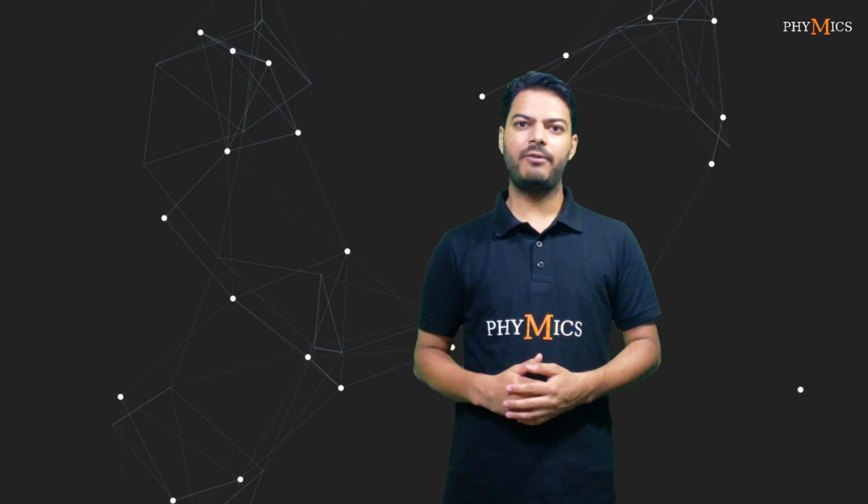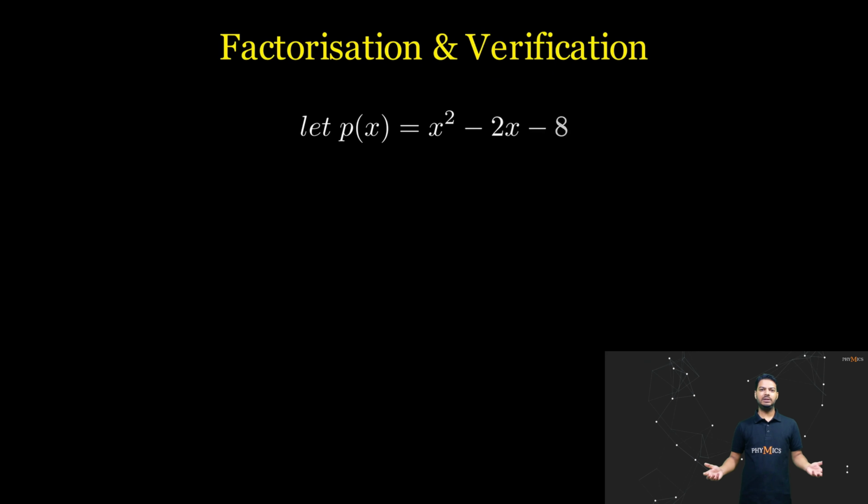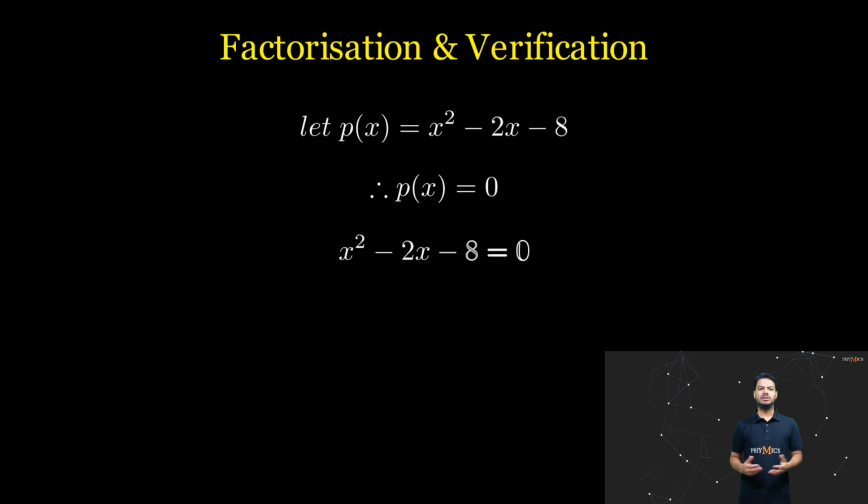Let's solve the problem of NCERT by factorization method. Let the given polynomial be p(x) equals x square minus 2x minus 8, which is in the standard form of ax square plus bx plus c. Now to find the values of x for which this polynomial becomes 0, just equate it to 0. Since different terms can't be simplified to give 0, we are left with only one option, that is to factorize, expressing the polynomial as the product of its factors.